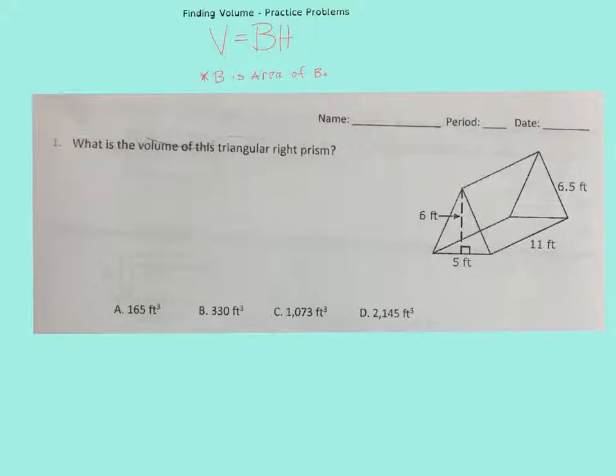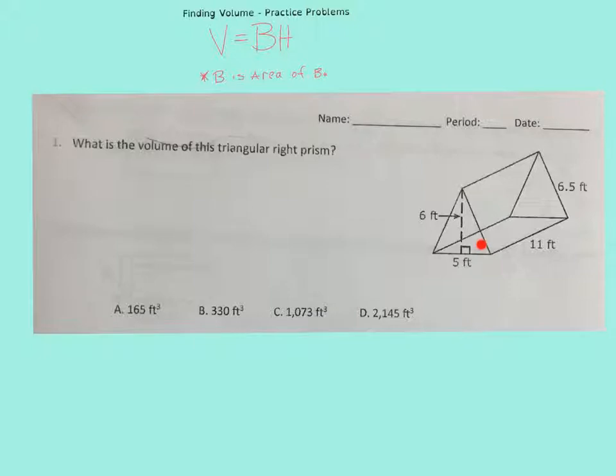The first problem: what is the volume of this triangular right prism? So it's called a triangular prism. So the triangle is the base, or the big B, that we're going to find if we're trying to find the volume. So we need to find the area of the base, and if it's a triangular prism, then the triangle is the base. So we're going to find the area of the base, then multiply it by its height, which is really the distance from one triangle to the back triangle. That's called the height of this shape.